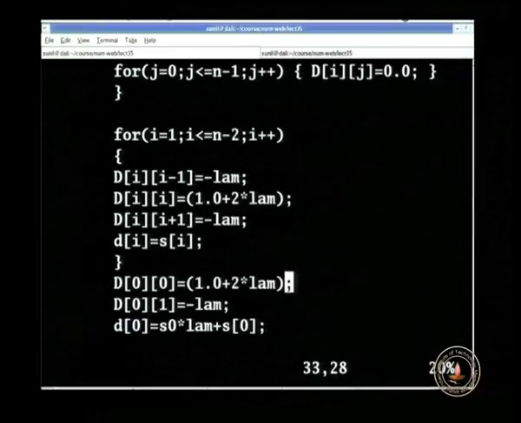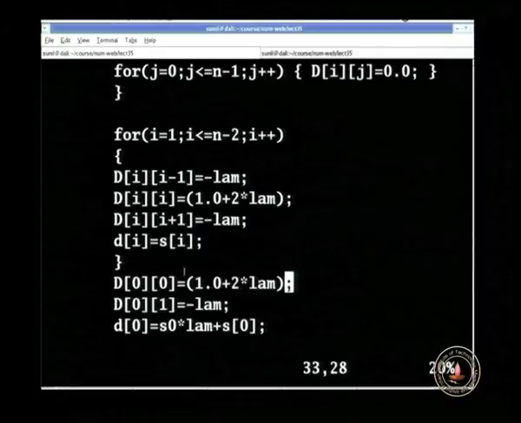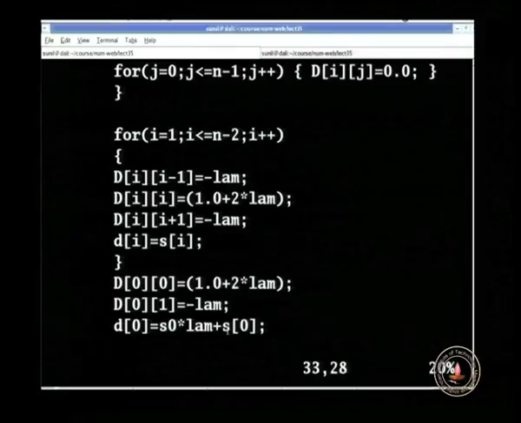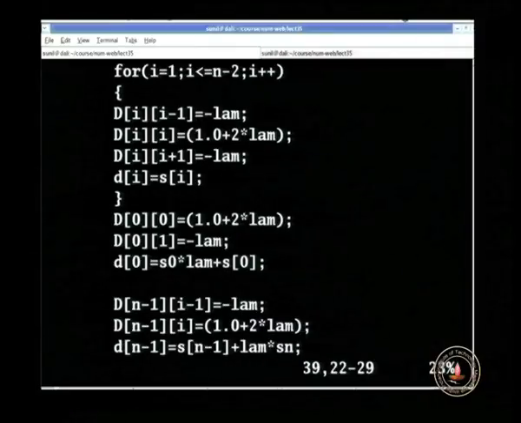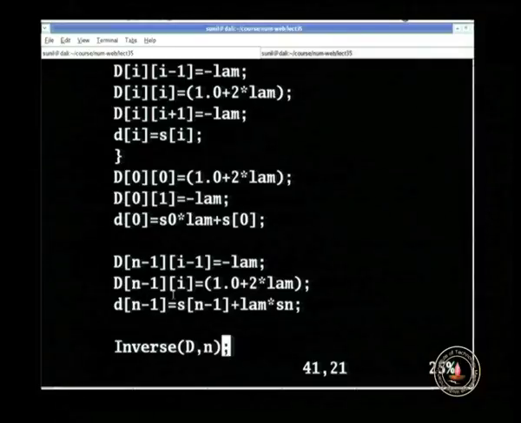The above is for the interior points. In the first row I have only two elements: element (0,0) is 1 plus 2 lambda and element (0,1) is minus lambda, and the right hand side is S_0 plus lambda times S of 0, so that is one more term. For the last row again we have only 2 points, that is (n minus 1, i minus 1) and (n minus 1, i). Now this is the last point, where i is n.